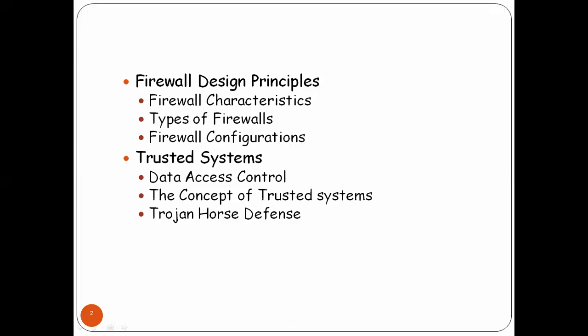The firewall design principles, firewall characteristics and types of firewalls, how we need to configure firewalls, and the trusted systems, data access control, the concept of a trusted system, and Trojan horse defense. So this is one of the antivirus topics, Trojan horse. How we defend means generally how we are going to follow the laws and all those things, how it is accessing all those things, we are going to see.